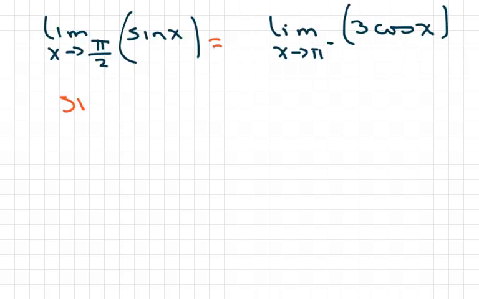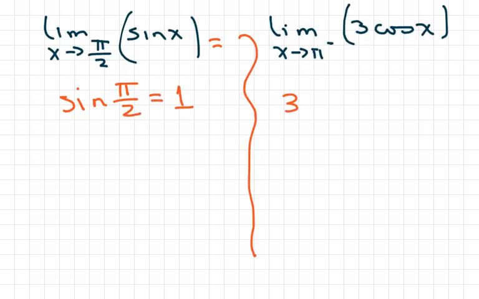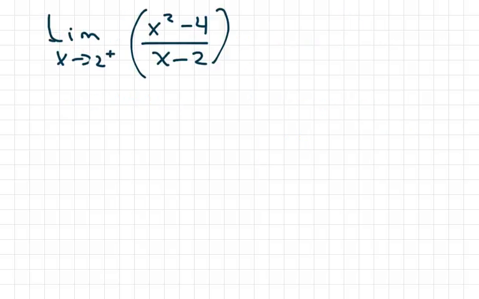sine. This equals the sine of pi over 2, which equals 1. 3 cosine of pi equals 3 times negative 1, which equals negative 3. Okay, and then this one, we're going to have to factor, which we did in a previous video.